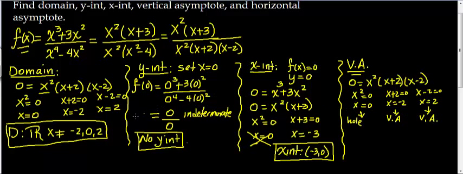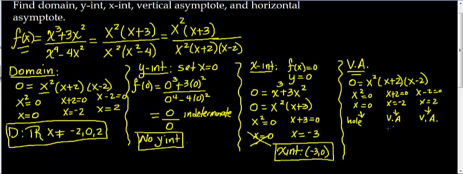So notice that the party poopers here now have a role in my function. I know they make my function undefined. I want to know what kind of undefinedness, if the word exists, they play in this function. So now I'm saying, well, you're a hole, you're a vertical asymptote, and you're a vertical asymptote. Okay, that's what we did here. We defined what role these play in my function, and here it is.